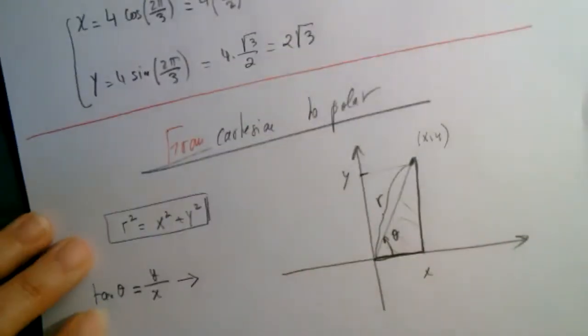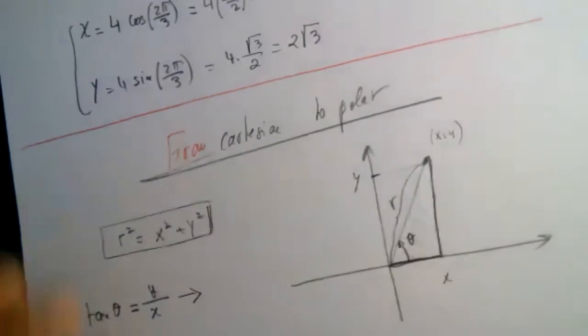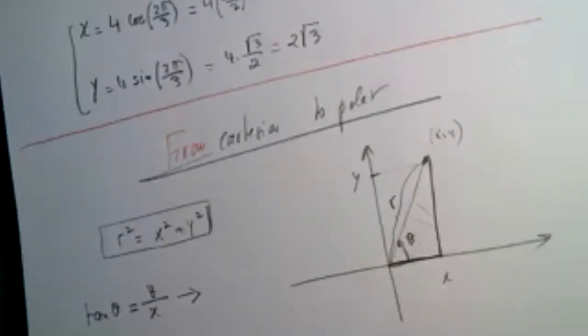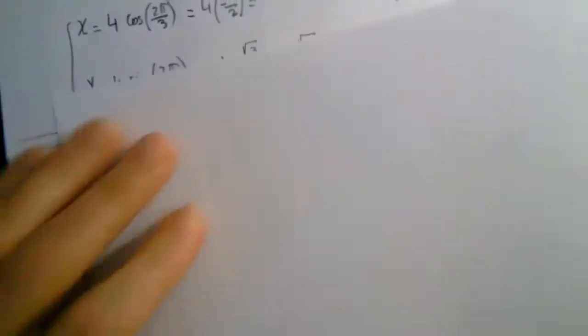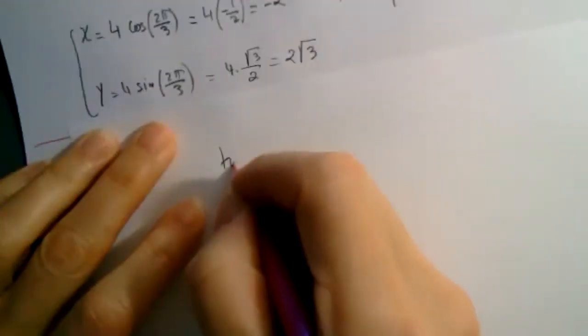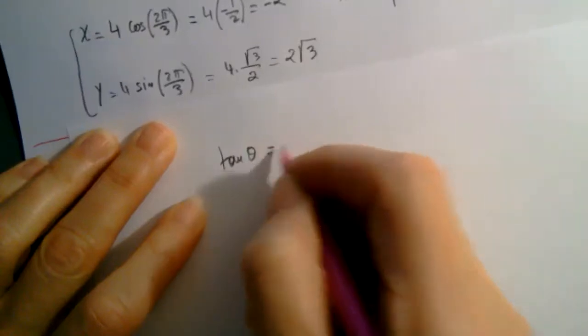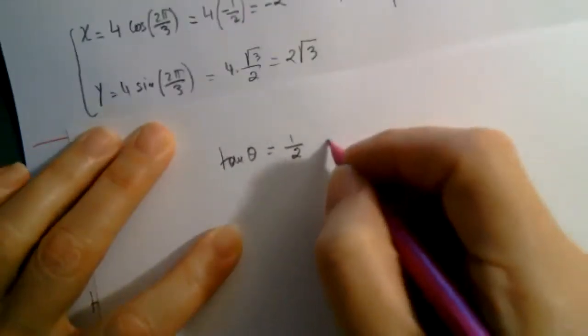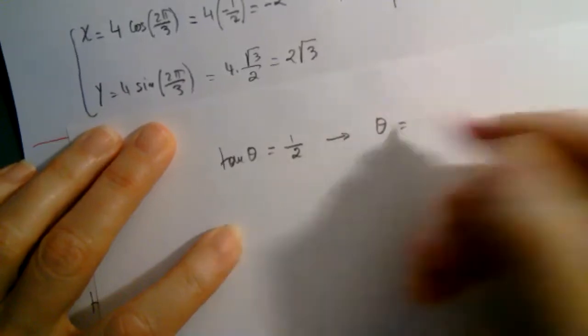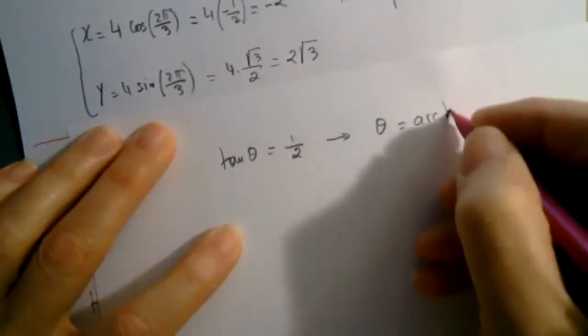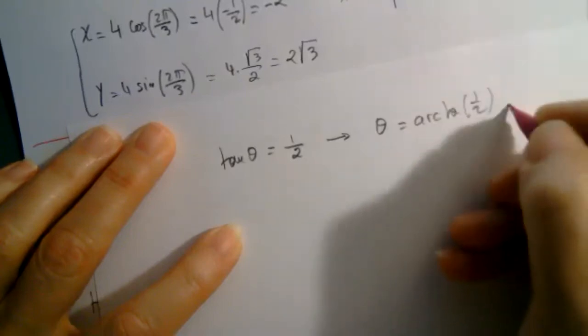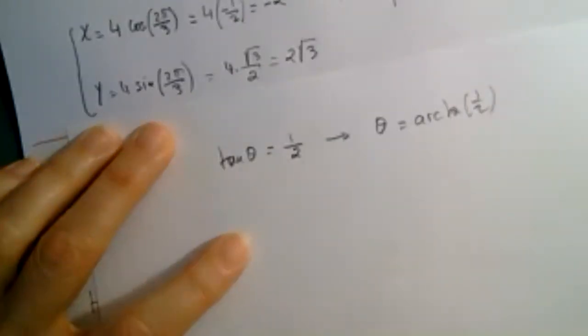If I ask you a separate question, I tell you tangent theta equals 1/2, and I ask you what's theta. Lori said inverse tangent, arc tangent of 1/2. Is she correct? Absolutely so, but there is an issue with that.